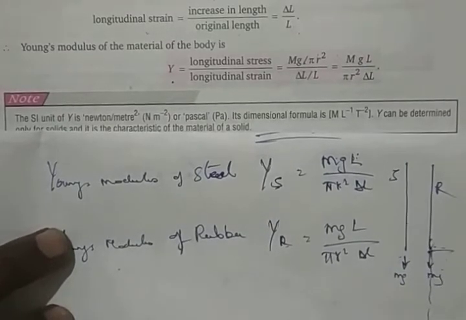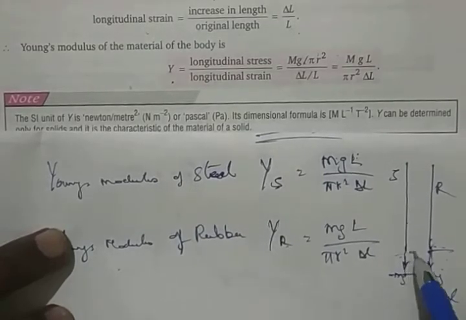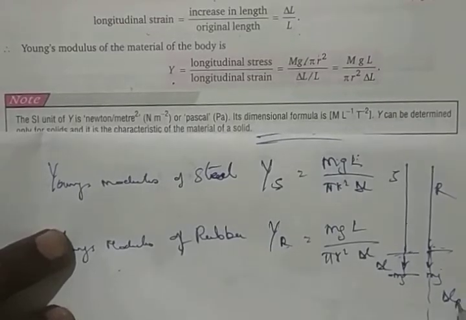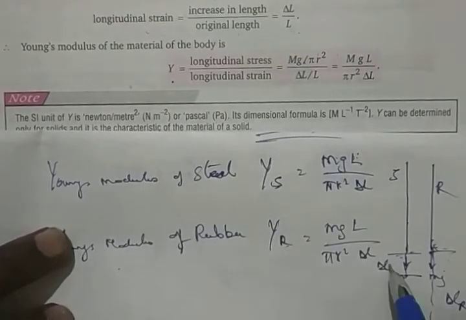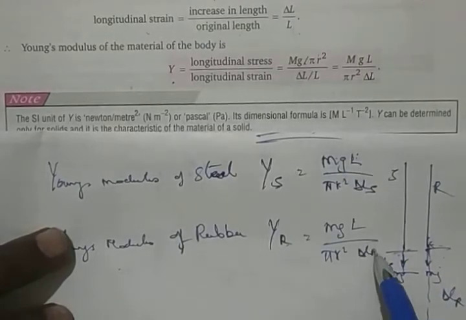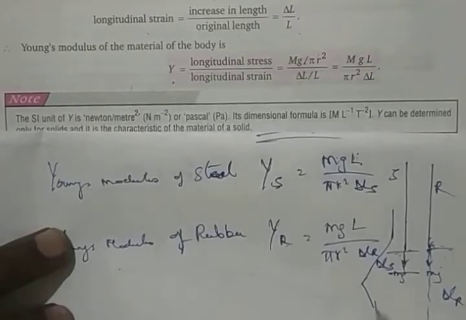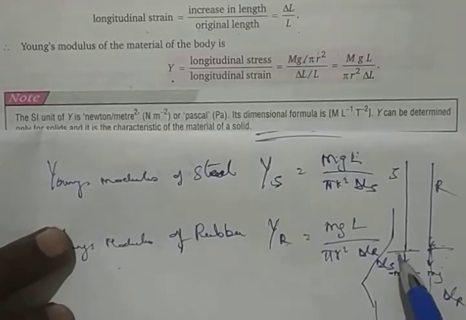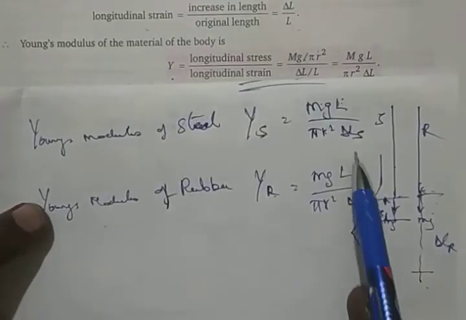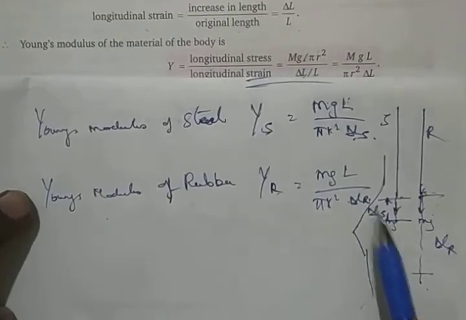It will give this much of delta L. And what happens to steel? Maybe it gives very little. Now delta L of rubber is so long, delta L of steel is very less. Right, delta L of steel is very less. Now we take the ratio. Please make sure this is delta L of steel, delta L of rubber.